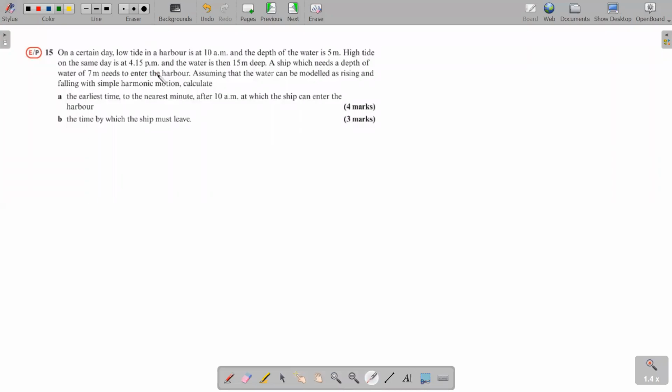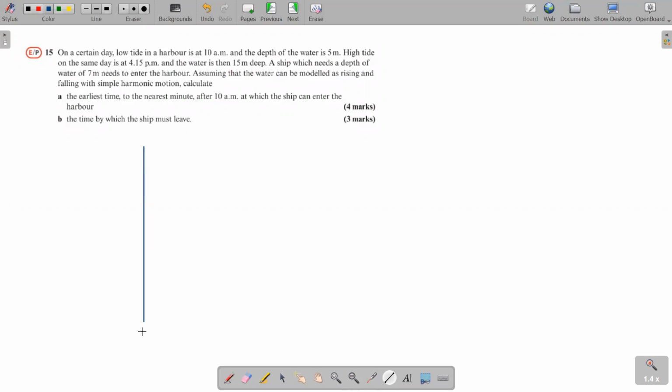Okay, so next we'll move to question number 15. They say on a certain day, low tide in a harbor is at 10 a.m. and the depth of the water is 5 meters. So at low tide, the depth is 5 meters. High tide on the same day is at 4:15 p.m. and the water is then 15 meters deep. Let's quickly draw a sketch to understand what's going on here.